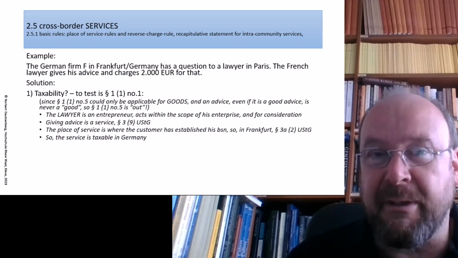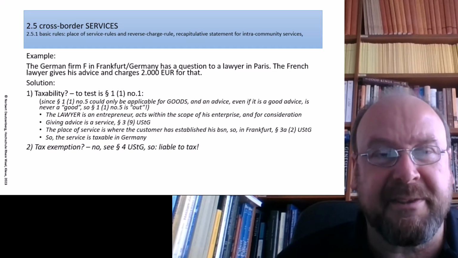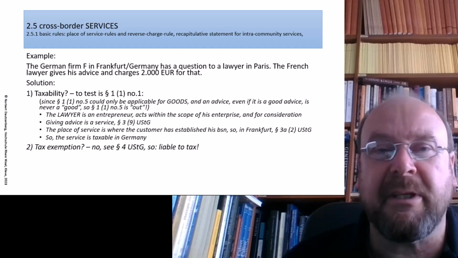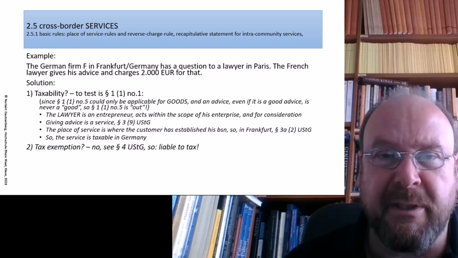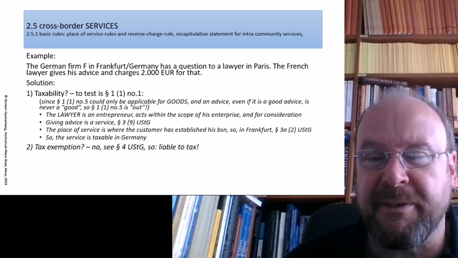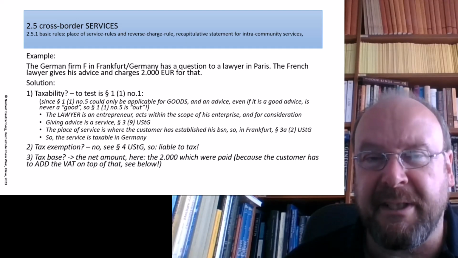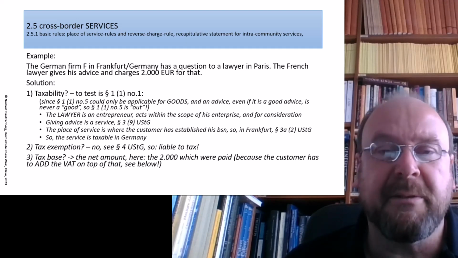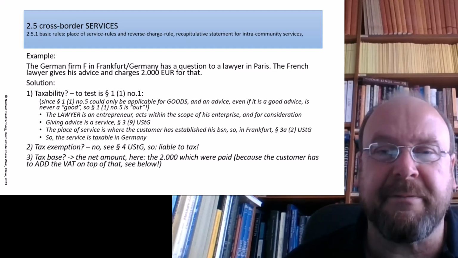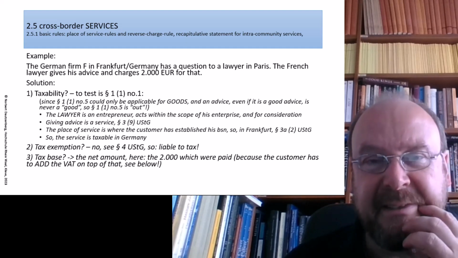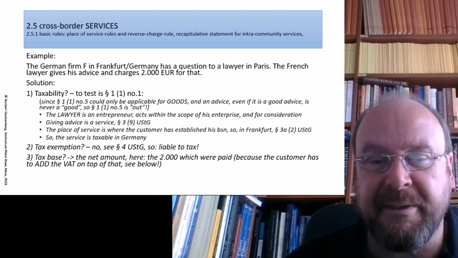This is now the other way around, you see. So it's a foreign provider and a German customer, then we naturally have taxability in Germany. Tax exemption, no, we can't see any reason for an exemption in paragraph 4, so it's fully liable to tax. The tax base is the net amount, and here that's the 2,000 which were paid, because the customer has to pay the VAT to the fiscal office himself. And then it's clear that the tax base can't include the VAT.